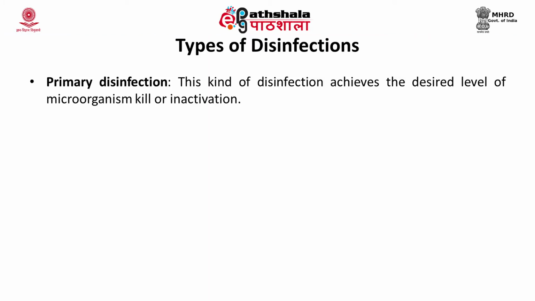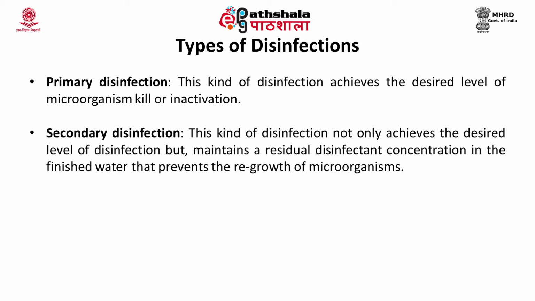There are two kinds of disinfection, primary disinfection and secondary disinfection. So, let us study them one by one. Primary disinfection achieves the desired level of microorganism kill or inactivation, while secondary disinfection not only achieves the desired level of disinfection, but also maintains a residual disinfectant concentration in the finished water, which prevents the regrowth of the microorganisms.